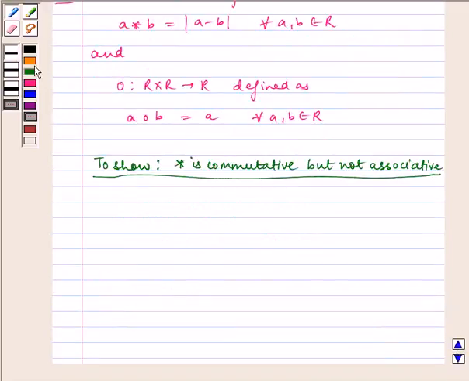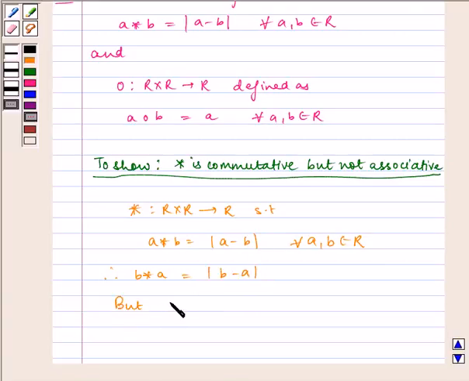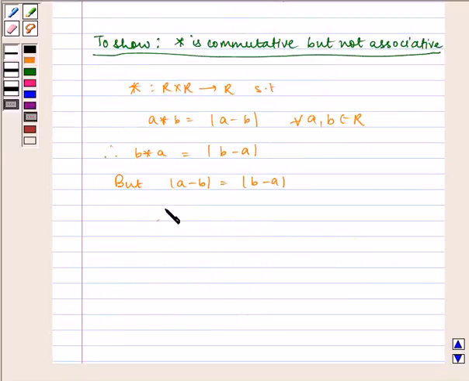Now, given to us is star from R cross R to R such that A star B is equal to mod of A minus B for all A, B belongs to R. Therefore, B star A is equal to mod of B minus A. But mod of A minus B is equal to mod of B minus A. Therefore, A star B is equal to B star A and hence star is commutative.